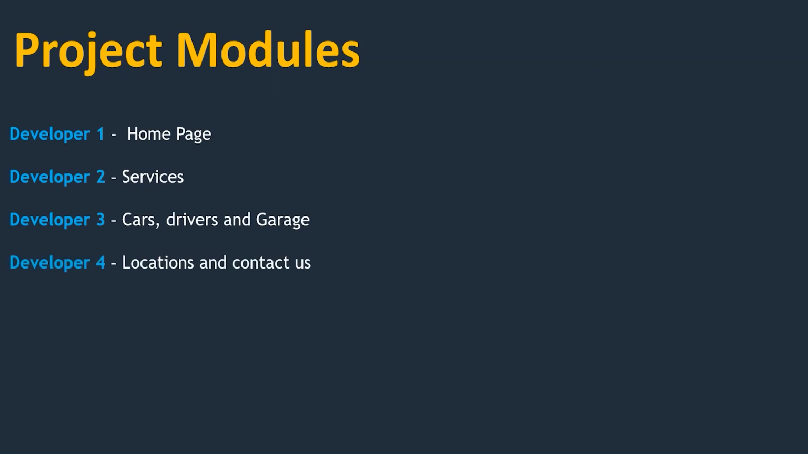And developer 4 is going to take care of where the cars are available, and how the customers can contact them if they need these services. So this is how our project manager decided the tasks and allocated them to the respective developers. Now these developers have to start developing their code.